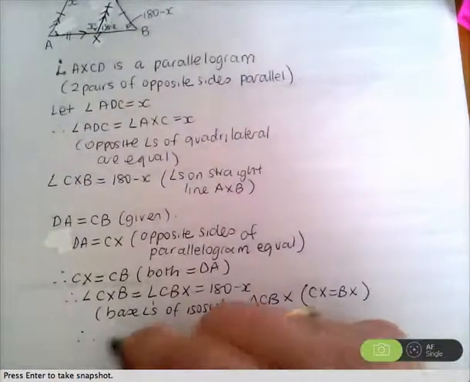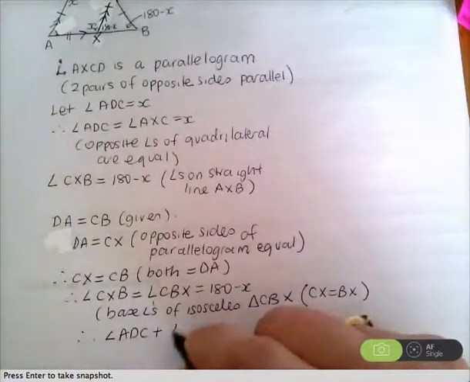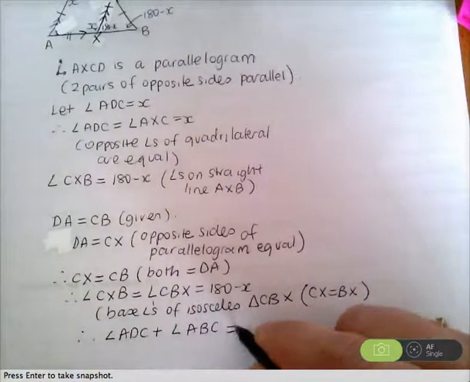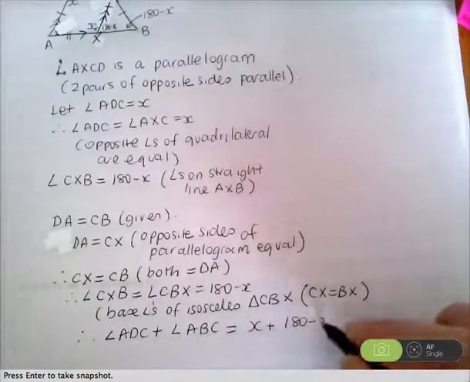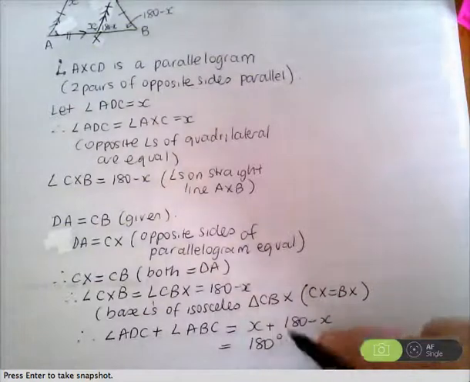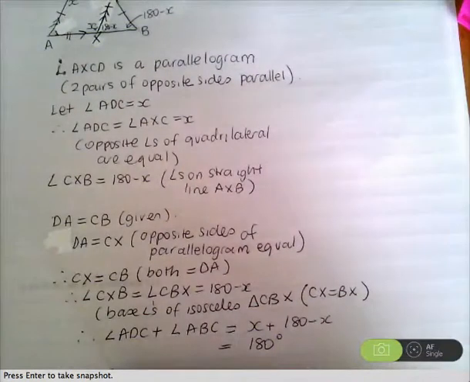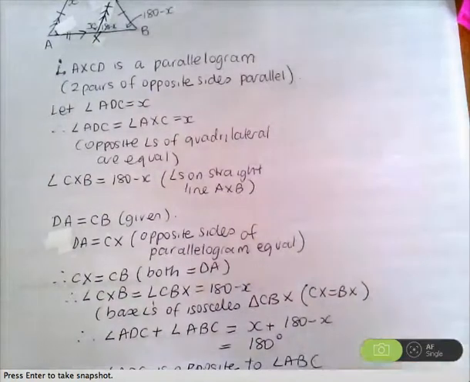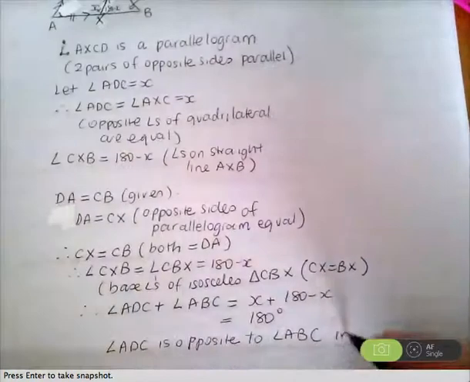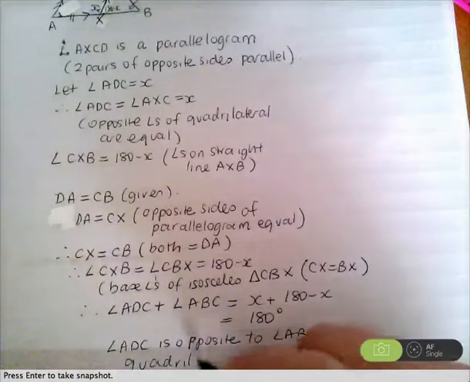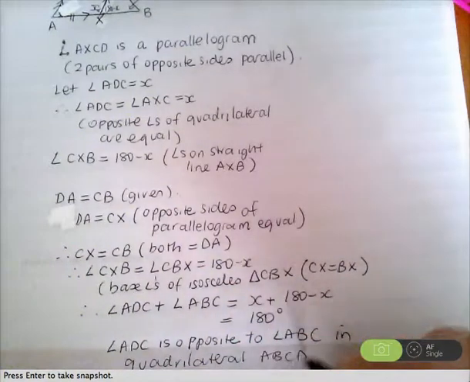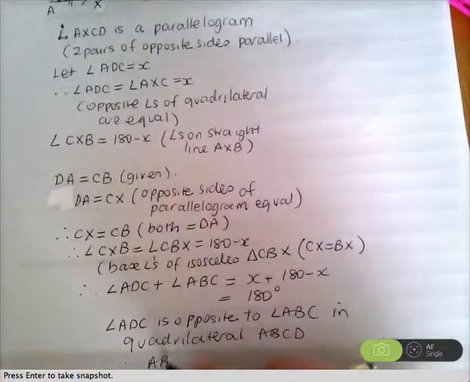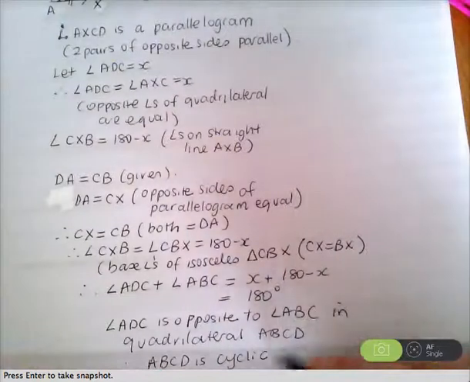So therefore we can say that angle ADC plus angle ABC is equal to x plus 180 minus x, which is 180 degrees. And note as well that angle ADC is opposite to angle ABC in the quadrilateral ABCD. Therefore, we can say that ABCD is a cyclic quadrilateral.